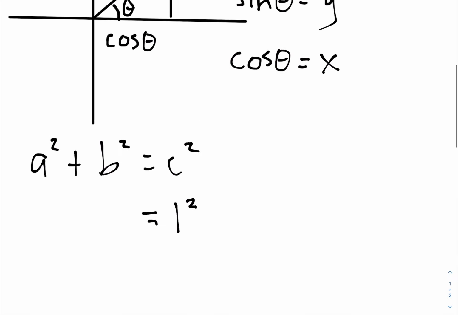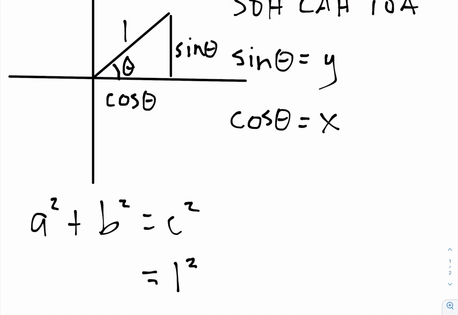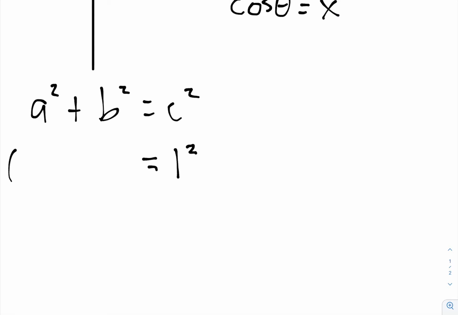Okay, what's our A? Well, our A can be either the horizontal side length or the vertical side length. So let's just go horizontal. A is going to be cos theta. So this is cos theta squared. I'm going to move this over because I'm running out of room.